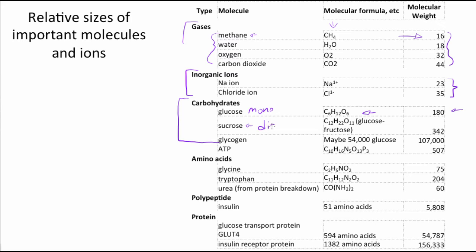This is a disaccharide, which by the way is table sugar, which consists of a glucose molecule covalently attached to a fructose molecule, hence the name disaccharide. And if you'll see, it's roughly twice the size, molecular weight of glucose, the monomer. And then here's glycogen, and this is all glucose.